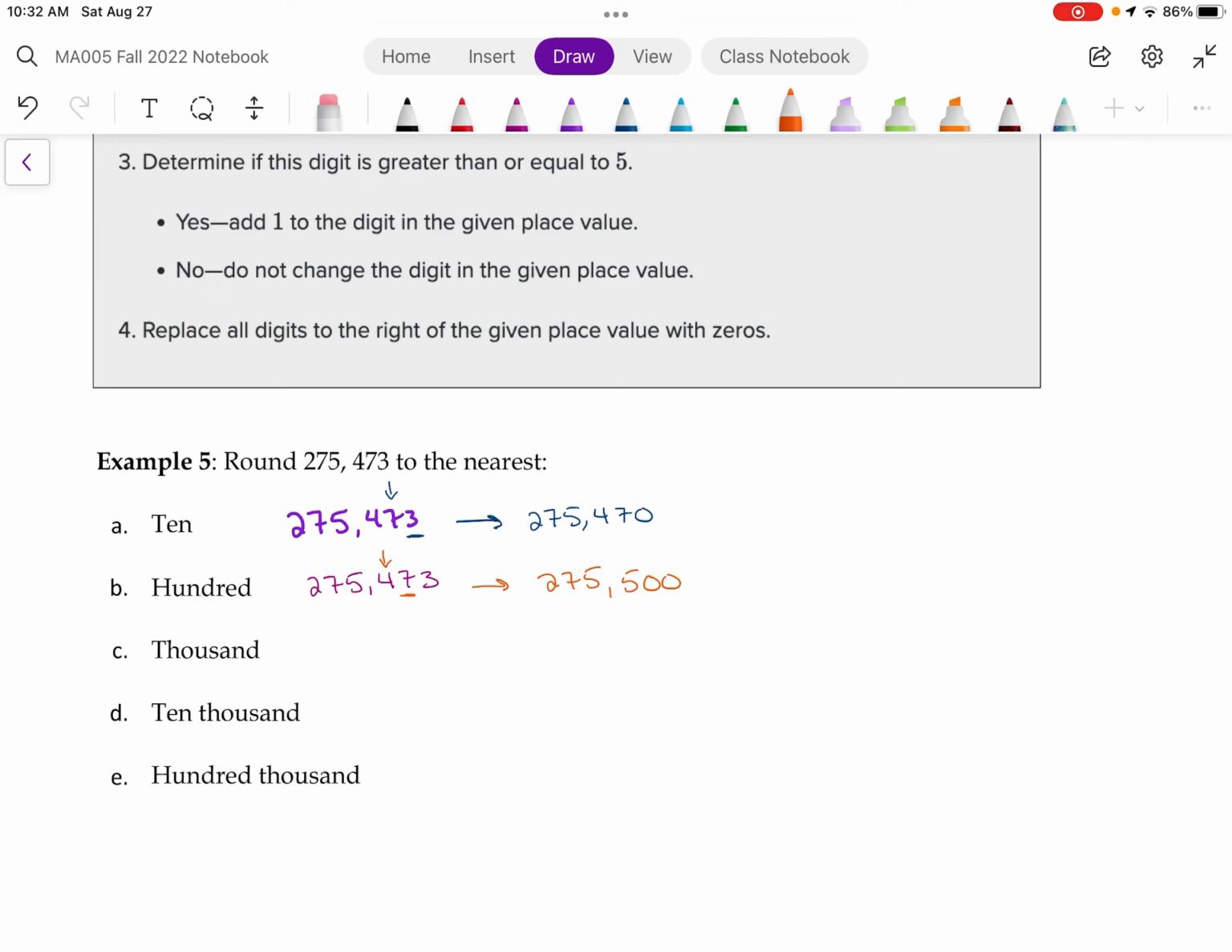All right, the next one, we are going to look at thousands. 275,473, and we're going to look at the thousands place. So that is this place value here. So we want to know what this digit is going to do to it. So it's less than 5, so it's not going to round it up. It's going to leave it a 5. So this is going to be 275,000.